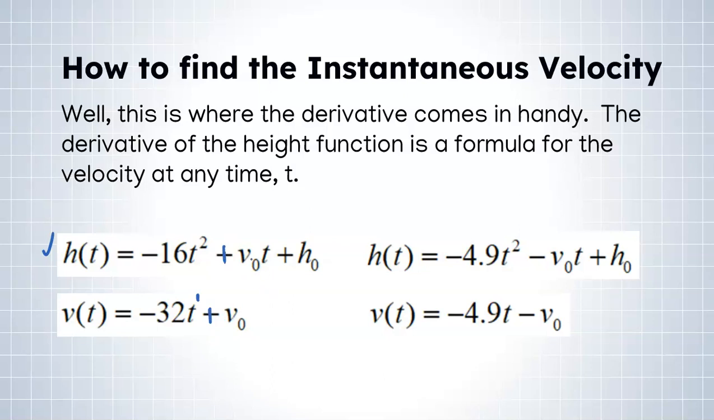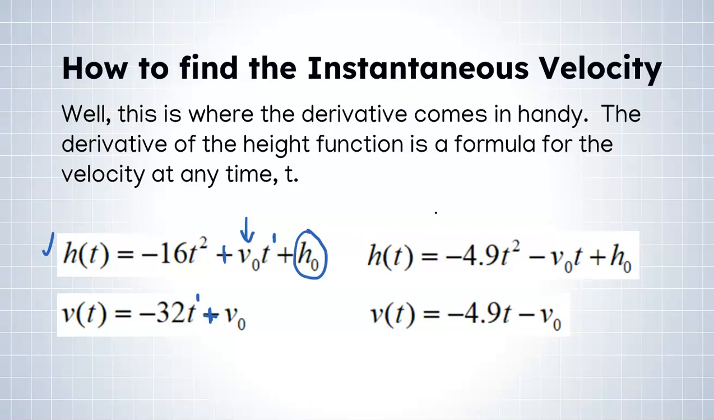But again, the initial velocity is just a constant. So when we find the derivative of t, it is just 1, because the 1 falls down in front. 1 times the initial velocity is the initial velocity. And then my new power on the t becomes a 0, but anything raised to 0 is 1. And finally, the derivative of the constant in the back, the h sub 0, your initial height, is just a constant number. And we all know the derivative of a constant is 0, so that's gone. So we have a formula for the velocity, which is the derivative of our height function. It is negative 32t plus the initial velocity.